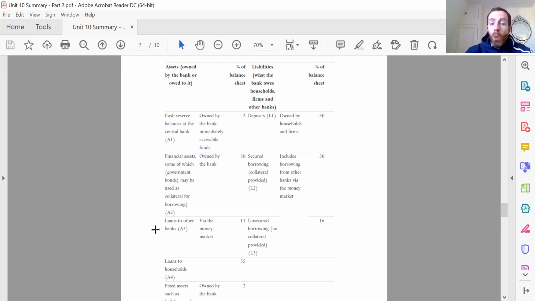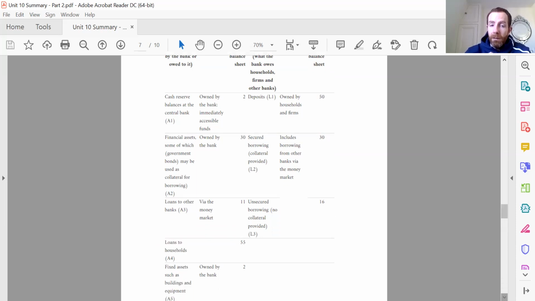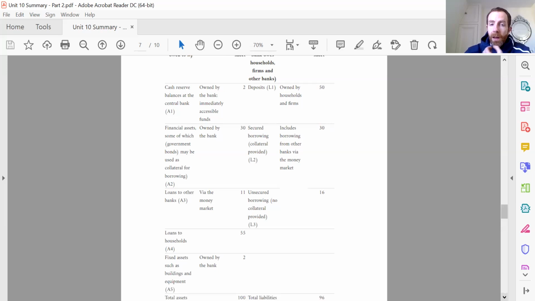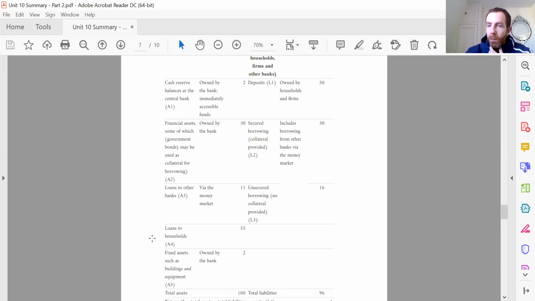Then we've got stuff owed to the bank. So loans to other banks, right? This commercial bank represented in this balance sheet might have made some loans through the money market, other commercial banks borrow from it. And so that's money that's owed back to it. Then we can see a big chunk here, loans to households. So these could be car loans, mortgages. This is a big chunk of a typical commercial bank's assets. So these are all amounts of money that households owe back to the bank.